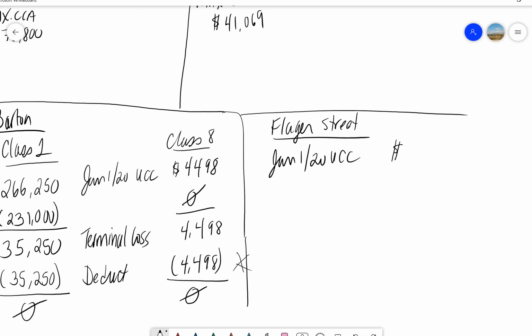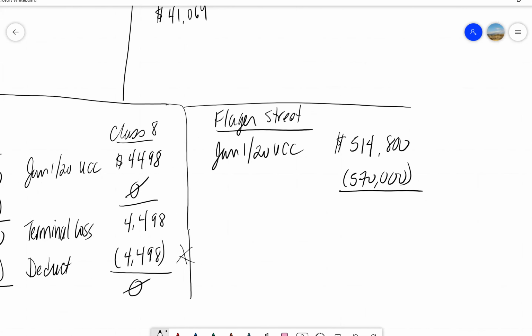And the UCC for this property was $514,800. Now remember, whenever we have a disposition of a depreciable asset, we deduct the lesser of cost or proceeds. Cost was $570, proceeds was $653. So the lesser is going to be the $570, which is the cost. And remember, there's no more assets left, right? This is the last asset that's left in this class 1.